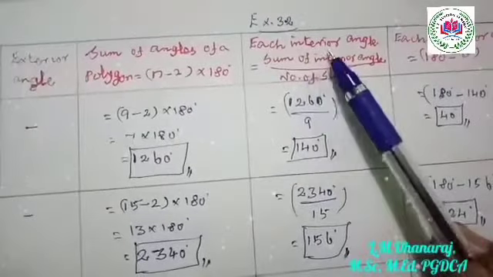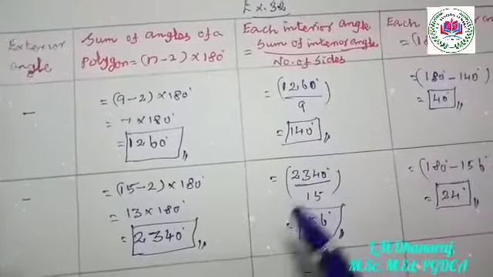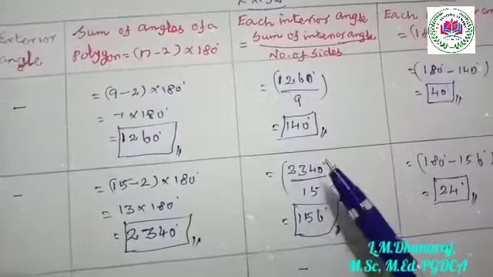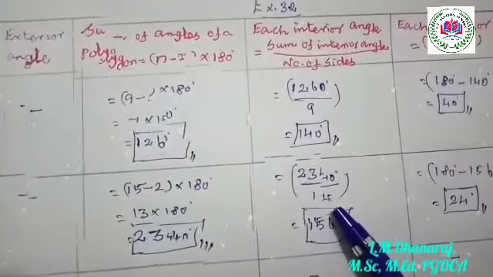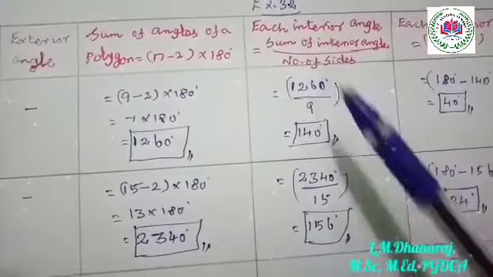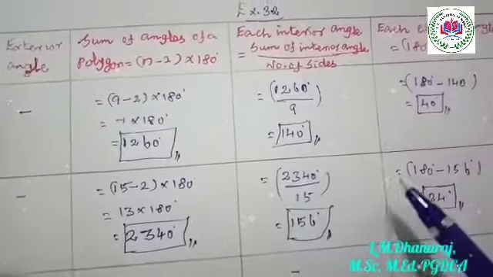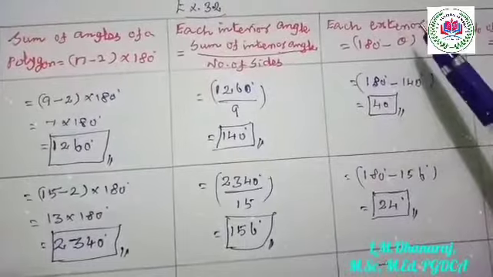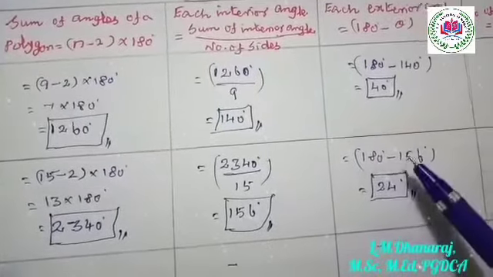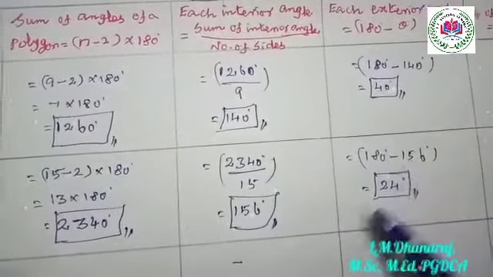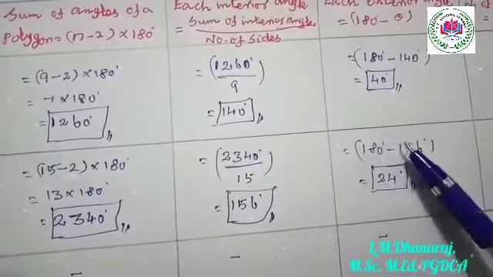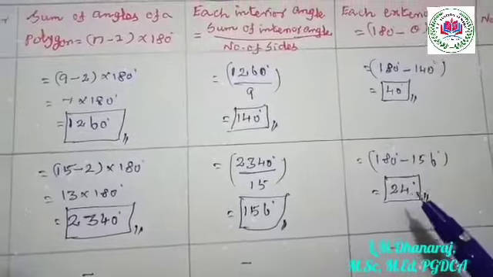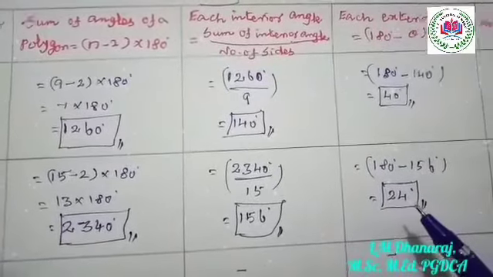Now we have to find out each interior angle, which means this 2340 divided by 15, because the number of sides is 15. When we cancel we will be getting 156 degrees. This is each interior angle. Now we have to find out each exterior angle, which means 180 degrees minus theta. So theta means the degree which we found, which means 180 degrees minus 156, which gives 24 degrees.